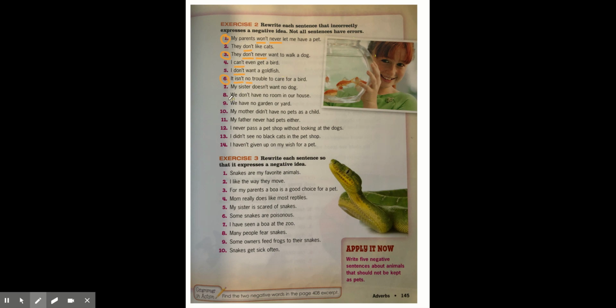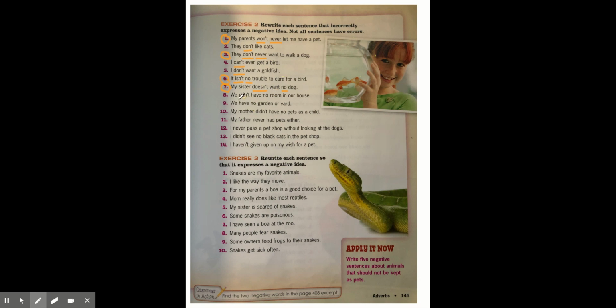All right, let's look at number 7. My sister doesn't want no dog. There's a not here, does not. And then, oh, there's that little no again. We can't do that. This has a double negative as well. My sister does not want a dog, or my sister wants no dog, right? So we can't use both of them.